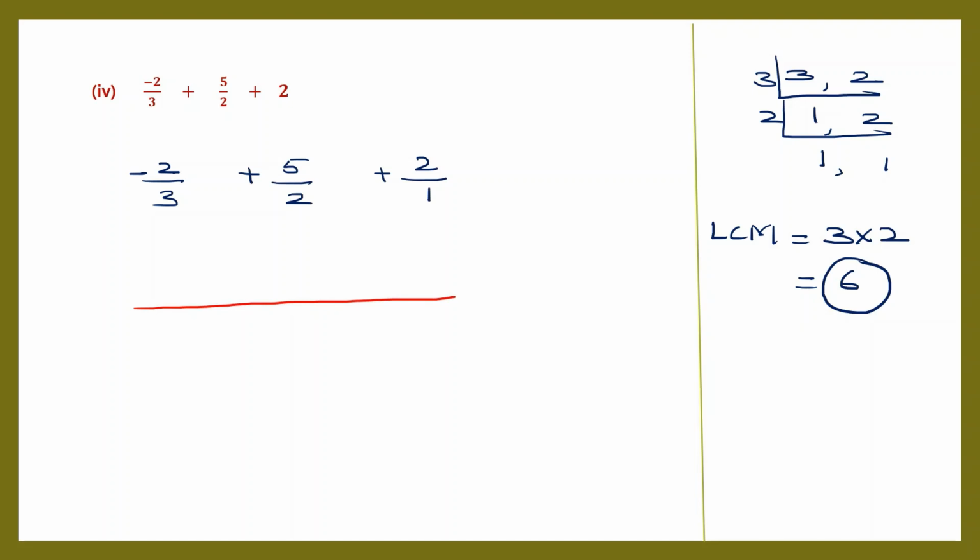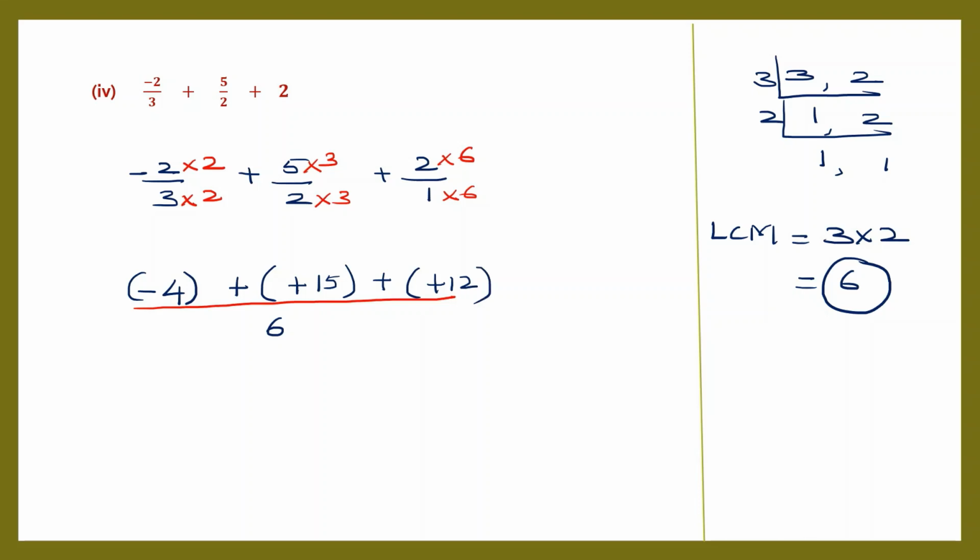So 6 is the common denominator and we are going to find the new numerators now. 3 twos are 6. So multiply this also by 2. So minus 2 into 2 is minus 4 plus, let's go to the next rational number. 2 threes are 6. So we multiply 5 also by 3. 5 threes are 15. So that is plus 15. Plus 1 into 6 is 6. So 2 into 6 is 12. So that is plus 12.